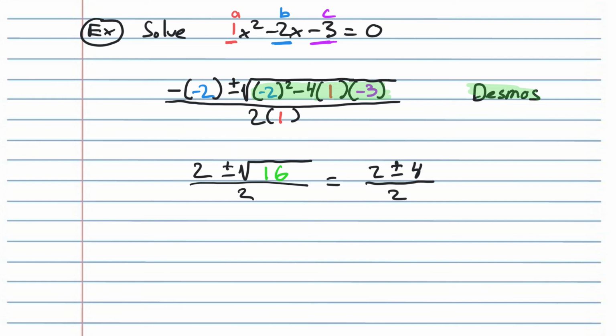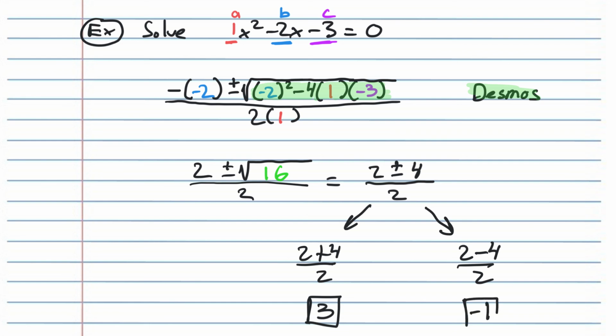Now what we can do is split it up into our two possibilities. One answer is if it's positive 4, so 2 plus 4 over 2. And the other answer is 2 minus 4 over 2. Do those separately to get your two answers. On the left side, 2 plus 4 is 6, and 6 divided by 2 gives us 3. So that's one answer. The other one, 2 minus 4, is negative 2, and negative 2 divided by 2 is negative 1. So those are our two answers to this quadratic equation.